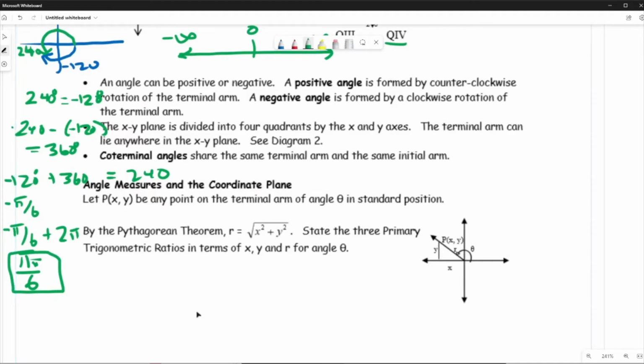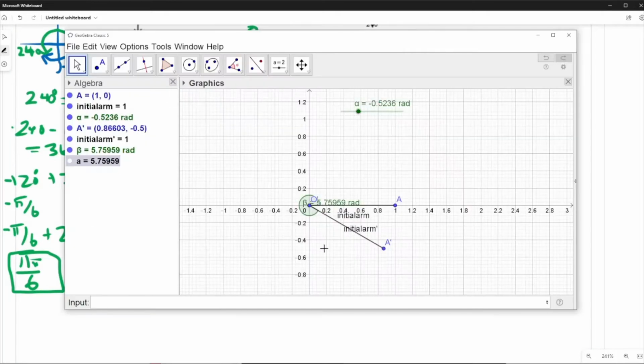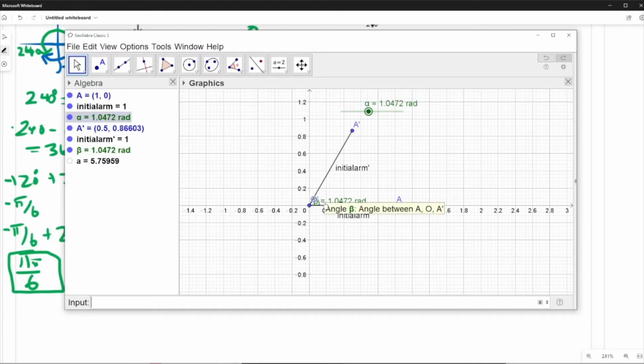So the idea behind standard form is that we can all agree, when I say, for example, draw an angle that's pi over 3, we will all draw the same thing. We'll all draw something starting at 1, 0, coming into the origin, then going up and to the right with an angle here of pi over 3. And that's what standard position is all about.